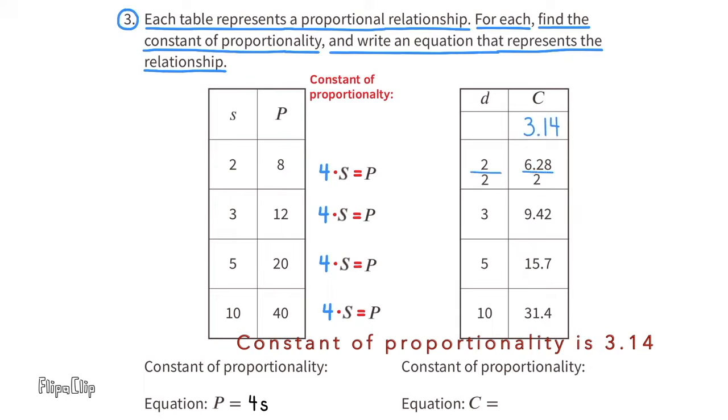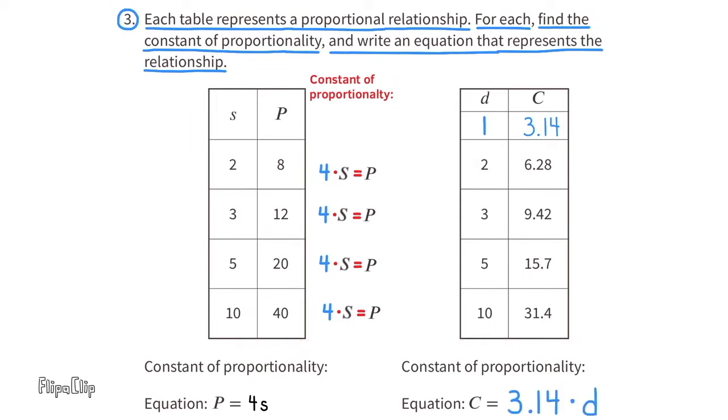Now we have to divide 2 by 2, and that gives us 1. So when the value for D is 1, the value for C is 3.14. So the equation would read C equals 3.14 times D, which is the same as C equals 3.14D.